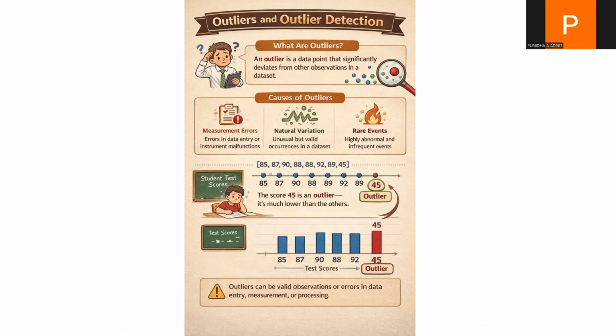For example, if you have the following dataset of student test scores: 85, 87, 90, 88, 92, 89, and 45, the score 45 is an outlier. It is much lower than the others. Outliers can be valid observations or errors in data entry, measurement, or processing.